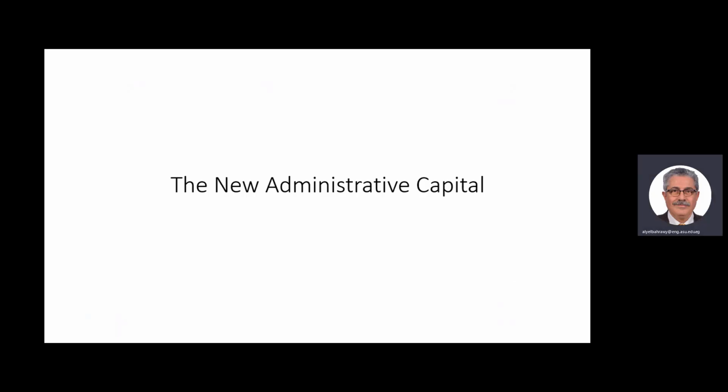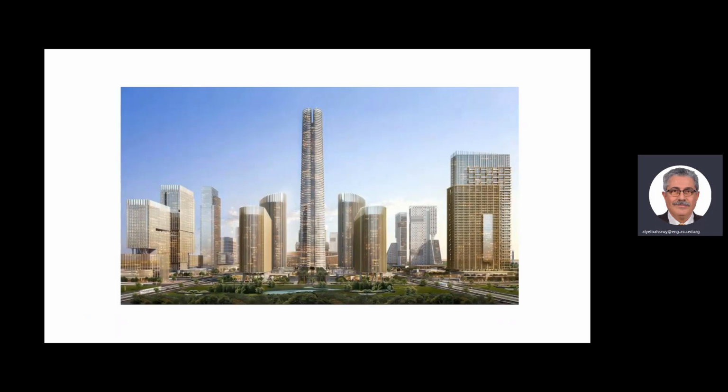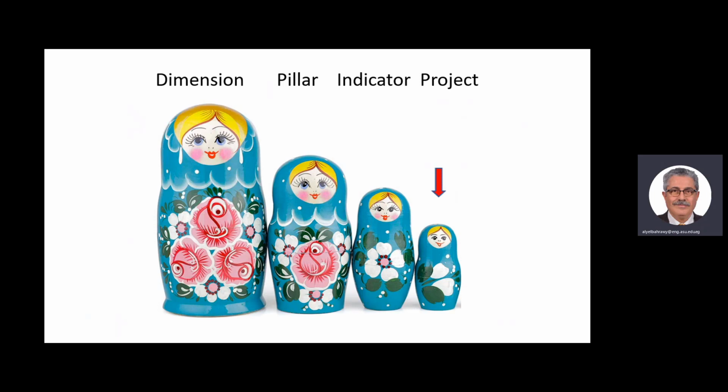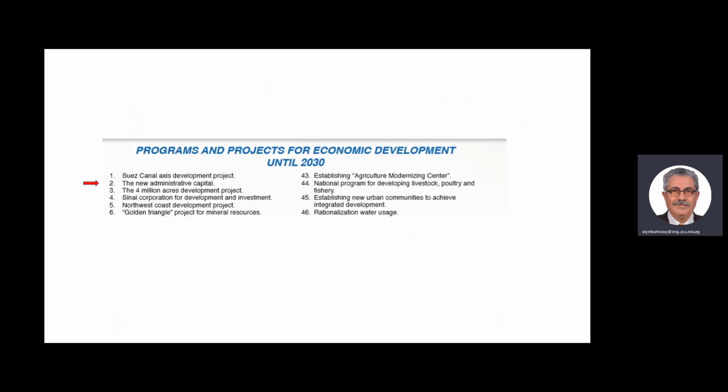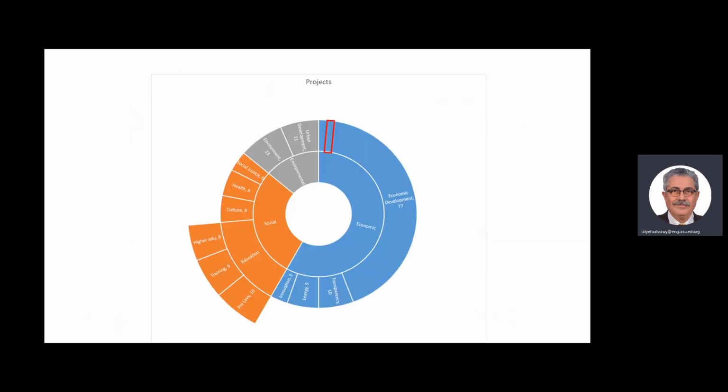We go from the initiative of Decent Life to the new administrative capital, a beautiful photograph of the huge buildings, including the iconic tower in the middle. And then, because it's one project, we look at it from the project division here. We go here, we have a very long list of projects. The count is 174, and number 2 is the new administrative capital.